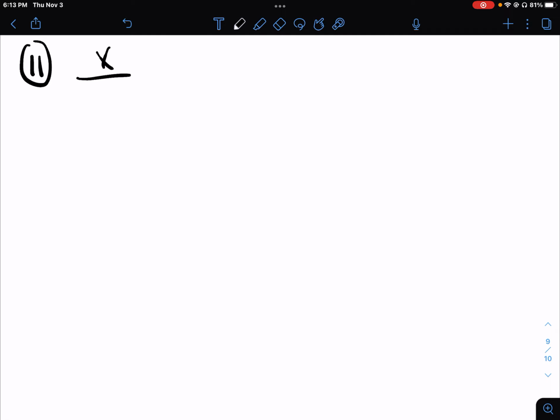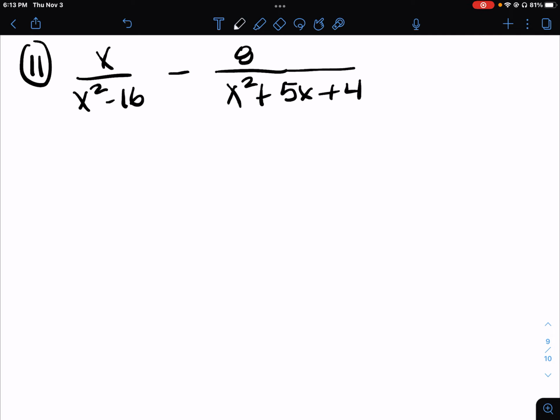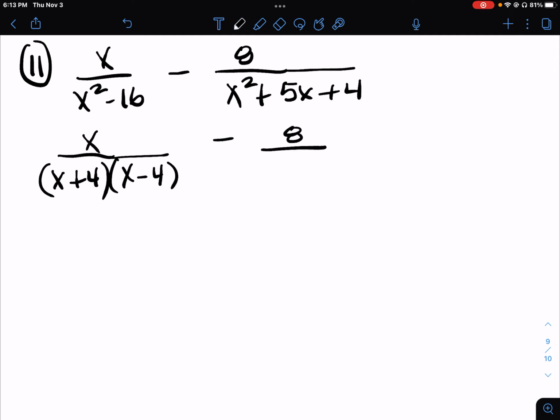Eleven is also subtraction, but these denominators factor. They factor because they have x squared. So this is x plus 4, x minus 4, because it's the difference of squares. On the right, we have a trinomial with a 1, x squared, so we want to multiply to the end, add to the middle. So 4 and 5.